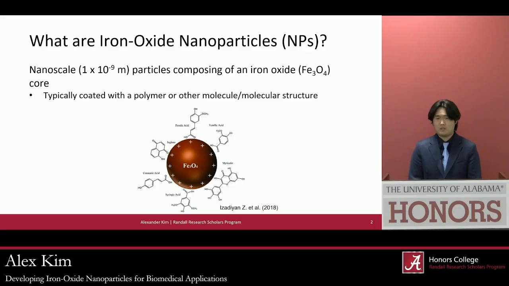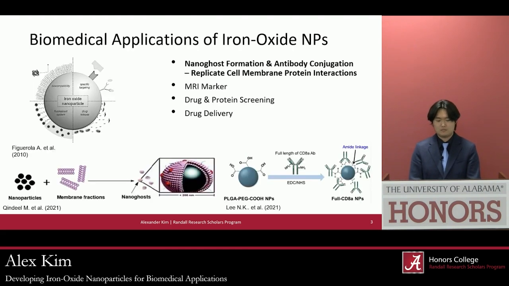So to begin, what are iron-oxide nanoparticles? Well, they are essentially nanoscale particles with an iron oxide core, typically coated with a polymer or other molecular structure, as seen in this diagram below. And these iron oxide nanoparticles have a variety of biomedical applications. The ones we'll primarily be focusing on are the formation of nanoghosts and antibody conjugates.